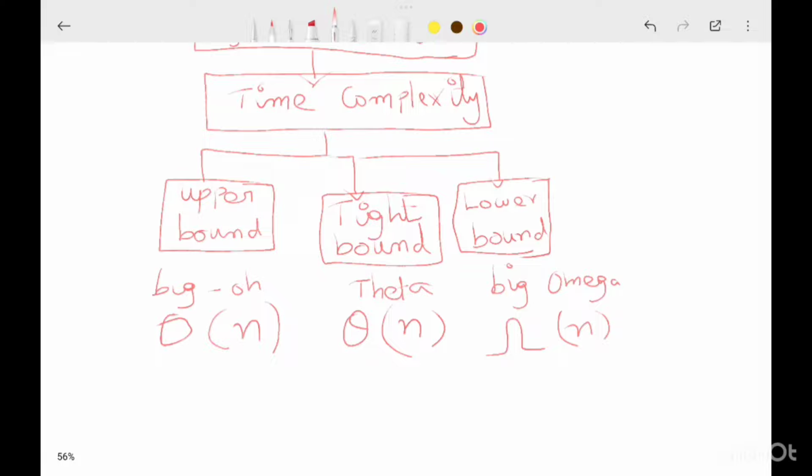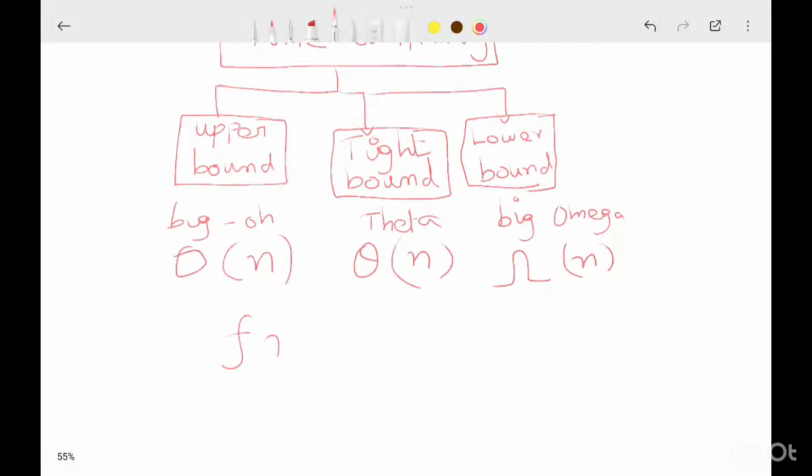All these notations, actually this concept is purely a mathematical concept. In mathematics we have a function, for example f of n. This function has some definition like 2n plus 3. The upper bound is the maximum value of this function f of n for a given input, for an input of n. The lower bound is the minimum value that this function returns for a set of inputs n.